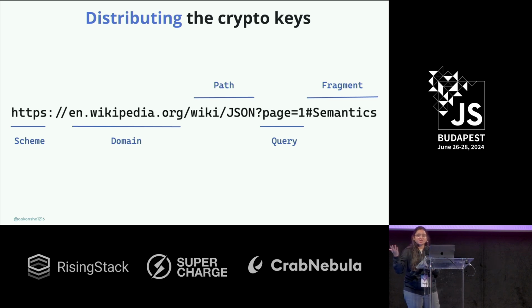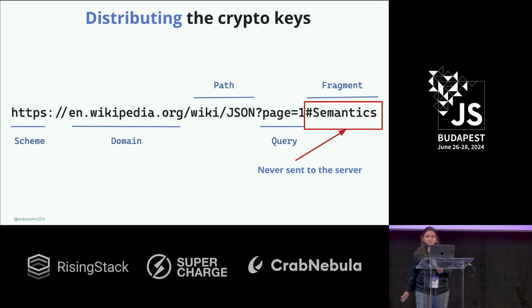GitHub README uses Markdown for navigating, right? Is this parameter ever sent to the server? This parameter is never sent to the server. So we can take advantage of this browser behavior and share the crypto keys right after the hash. So let's try that out.